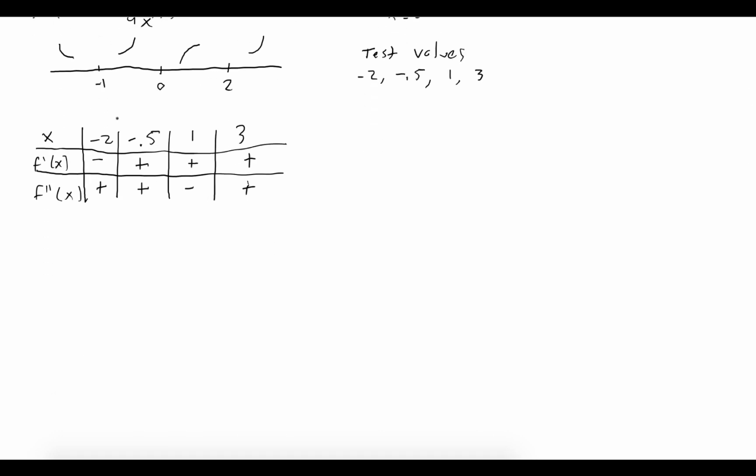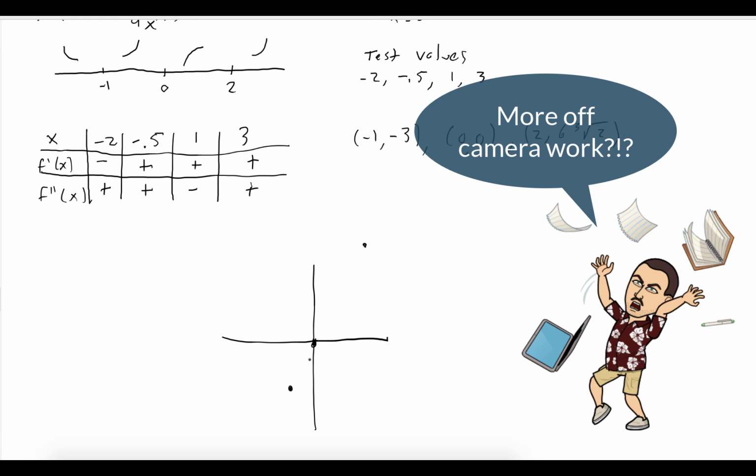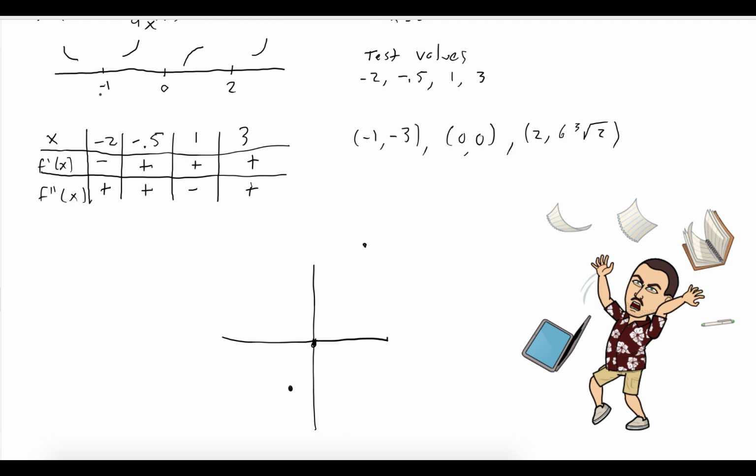The next thing we should do is figure out which point corresponds to when x equals -1, x equals 0, and x equals 2. So those are the points (-1, -3), (0, 0), and (2, 6 times the cube root of 2). So I marked those points onto a Cartesian plane, and we're ready to sketch our curve.